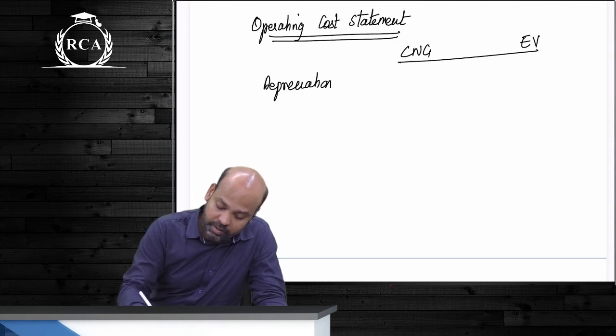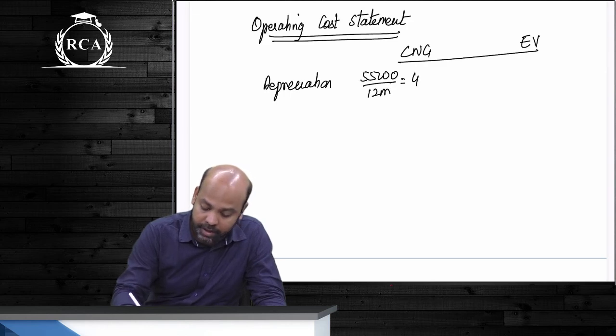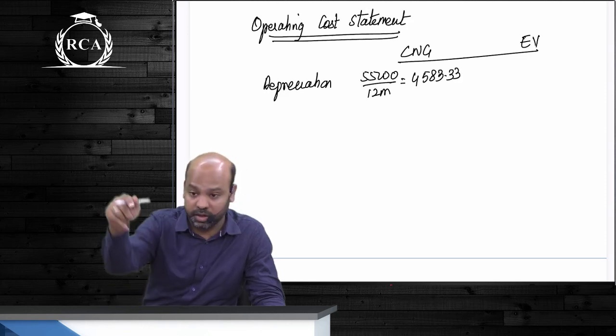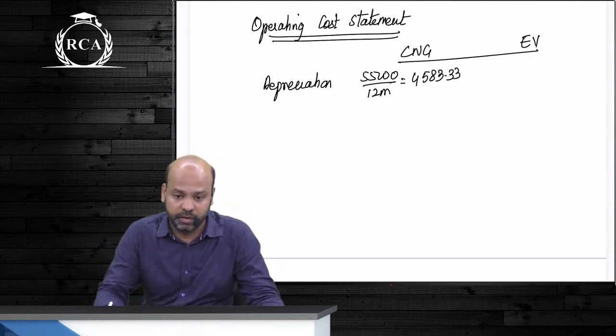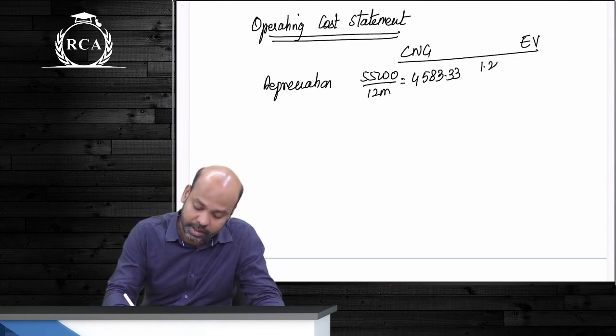So 55,000 divided by 12 months. 500 and please write the answer in points क्योंकि आंसर जो नीचे दिया हुआ बेटा that is also in points. So 4,583.33. This वाला बेटा 1,20,000, right? Divided by 12 months. कितना?